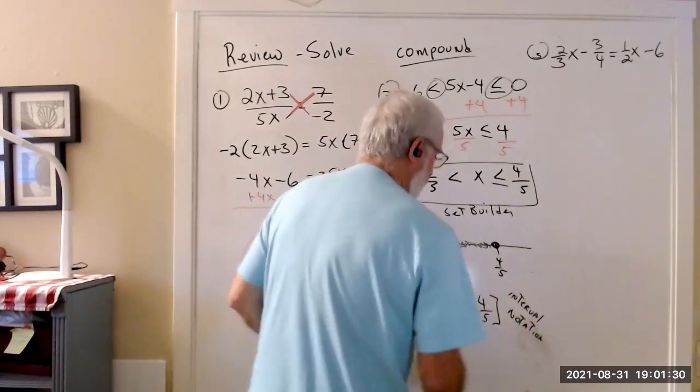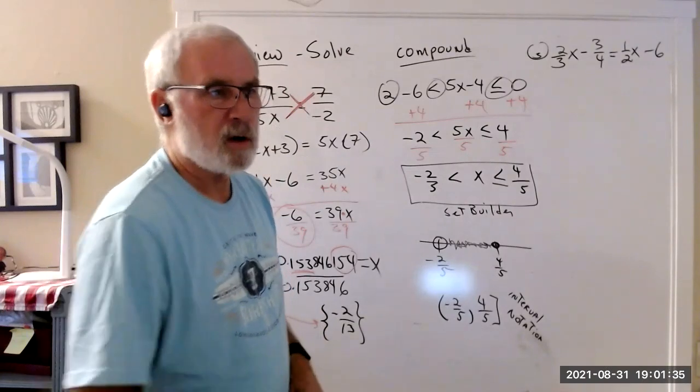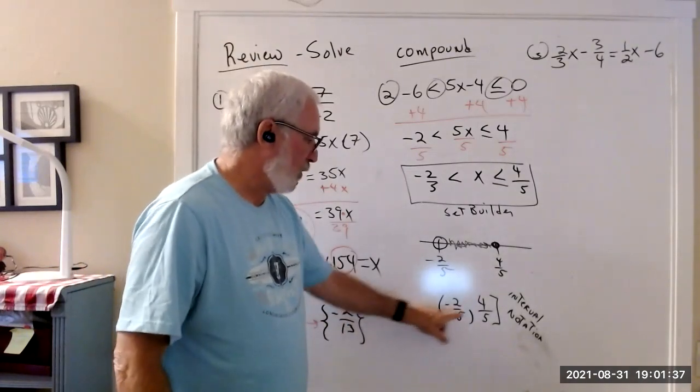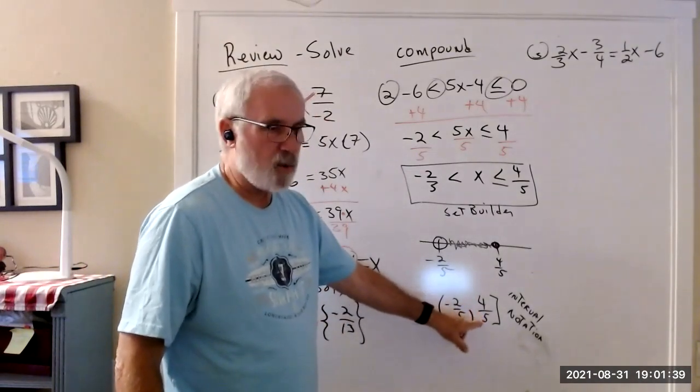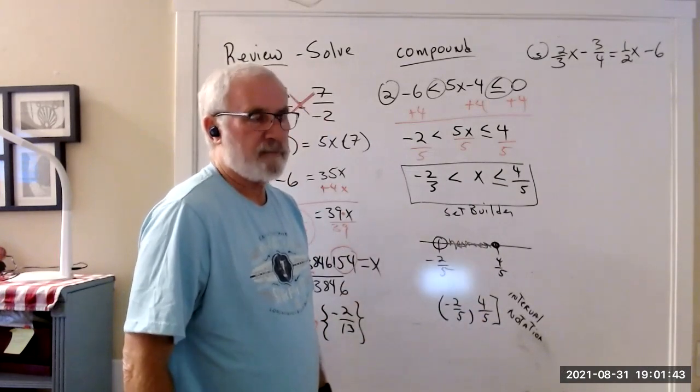So if I put decimals, it will be wrong. No, it wouldn't be wrong. If you had -0.4 and 0.8, no, you'd be right. Okay, thank you. Yeah.